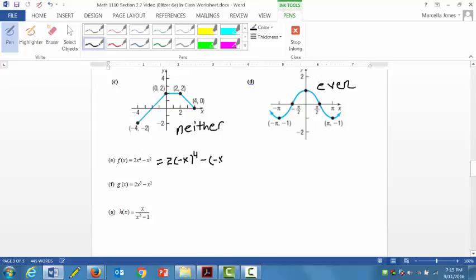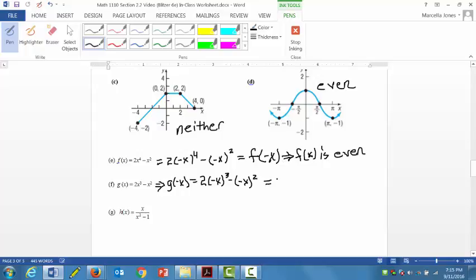So when we are given a function in function notation, to see if it's even or odd, we replace x with negative x. And in this problem E, we see that f of x actually is the same as f of negative x. So f of x is even. When you raise negative x to a fourth power, you get x to the fourth. When you raise negative x to the second power, you get x squared.